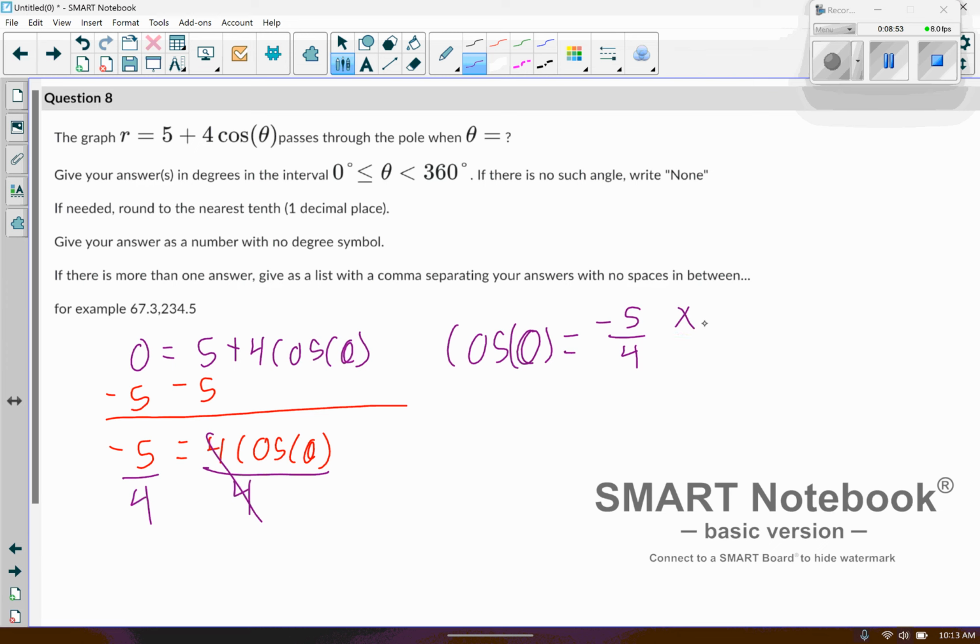Now remember, this is the x value over your r value. So this is actually impossible. This one's going to be none. You're going to put none as your answer on this one.